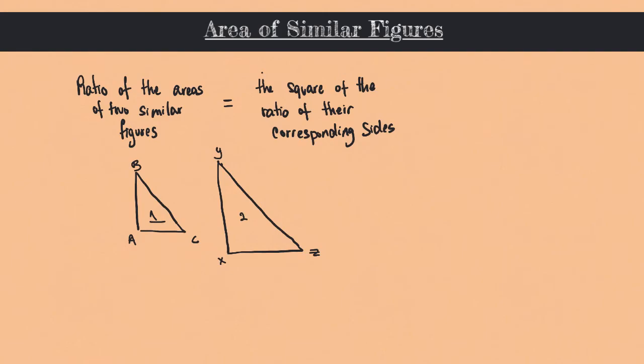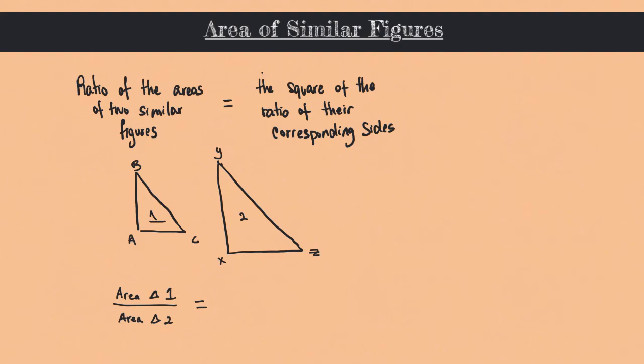So based on what we wrote initially, the ratio of the areas of two similar figures, first of all, let's write that. What is the ratio of the areas? Well, that's going to be the area of figure 1 or triangle 1. Well, let's go ahead and put triangle instead of figure. So area of triangle 1 over the area of triangle 2, okay? And that is equal to the square of the ratio of their corresponding sides.